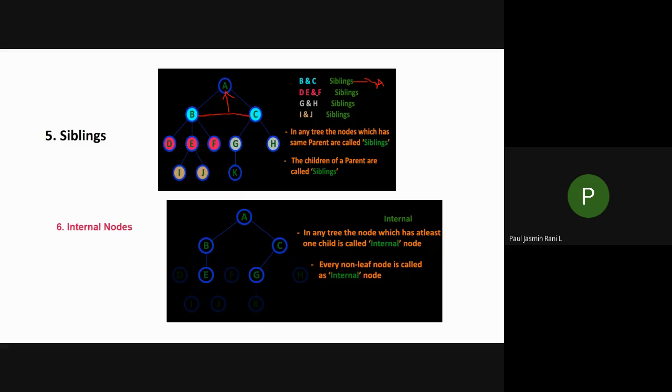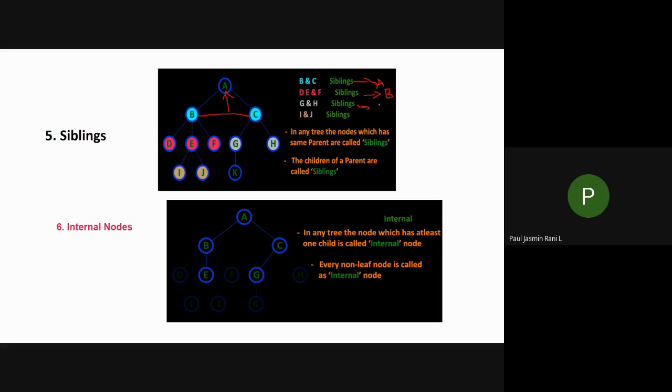And D, E, F. So D, E, F are the siblings of which node? The siblings of the B node, because all these three branches are coming from only the B node. And similarly, G and H. So G and H are the siblings of which node?